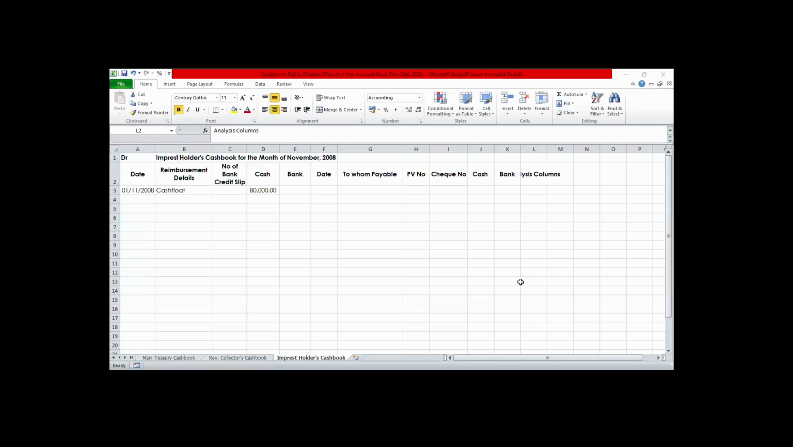Can you call them one after the other for me under the analysis? Motor expenses, postage and stationery, office entertainment, sundry expenses, and lastly ledger column.